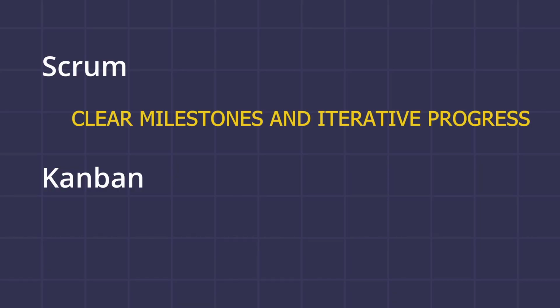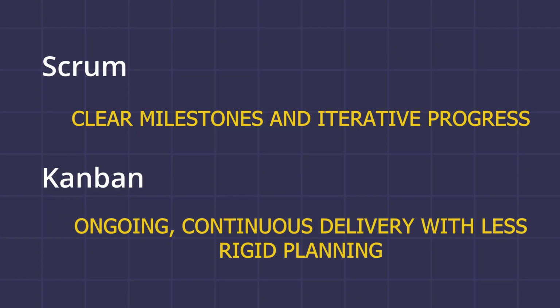The goal is to optimize and manage the flow of tasks through a visual system, most likely Kanban boards. So both frameworks aim to improve efficiency, but Scrum works best for projects requiring clear milestones and iterative progress, while Kanban is more suited for ongoing continuous delivery with less rigid planning.